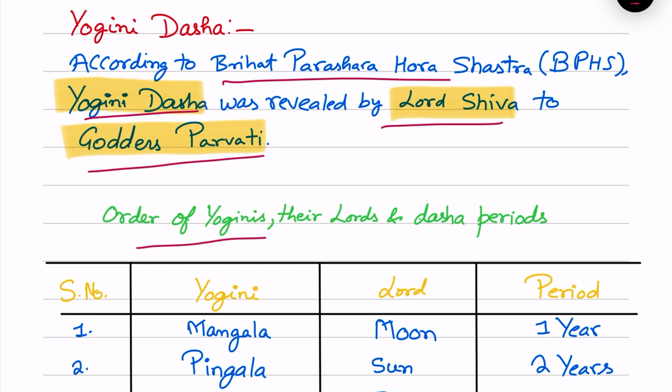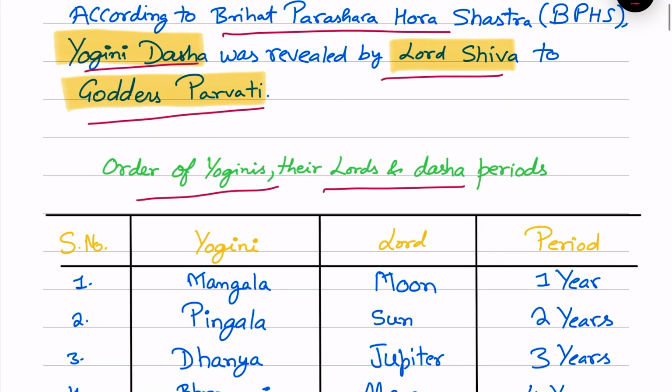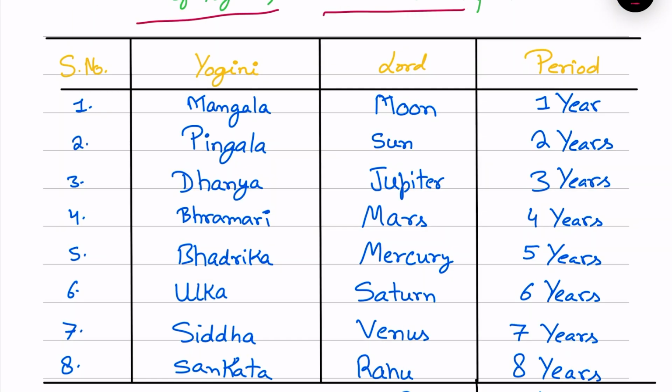The order of the Yogini Dasha lords is this, starting from Moon, Sun, Jupiter, Mars, Mercury, Saturn, Venus and Rahu. And the names of the Yoginis are Mangala, Pingala, Dhanya, Bhramari, Bhadrika, Ulka, Siddha and Sankata.